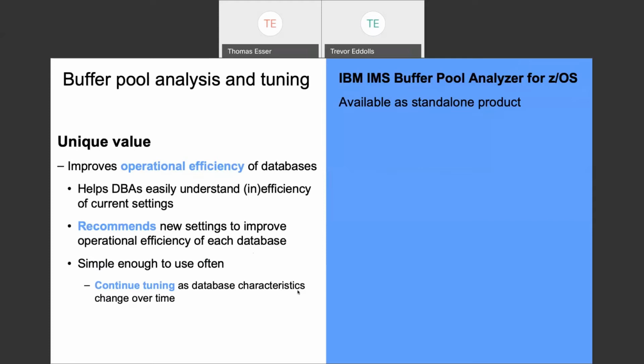This can also easily be done with a tool like the IMS Buffer Pool Analyzer for z/OS, a tool that is also available as a standalone product. So again, sometimes it's very simple to check and to do what we call continuous tuning of a database, by looking at the characteristics and changing them over time. Again, maybe you didn't look at it for a long time.